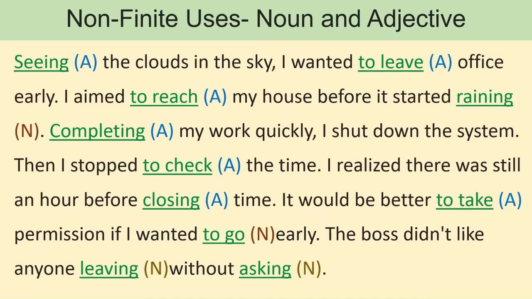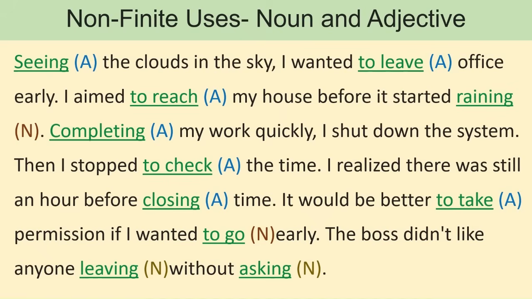You see how simple the passage is, but see the number of non-finites that we have used. This does not mean that we have not used finite verbs, because no sentence in English is possible without a finite verb. Look at the first line, I wanted. Wanted is the finite verb. Next line, I aimed. Aimed is the finite verb. Then you have it started. Started is the finite verb. Then you have the next line, I shut. Shut is the finite verb.